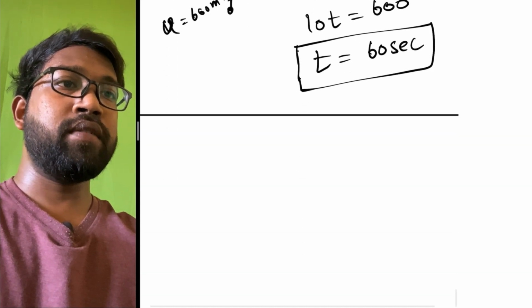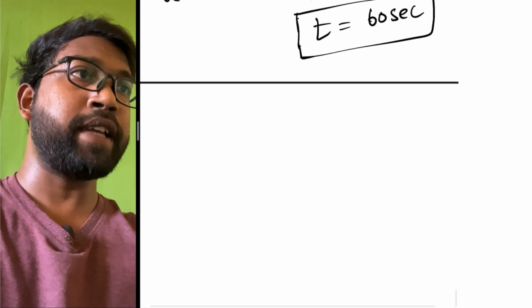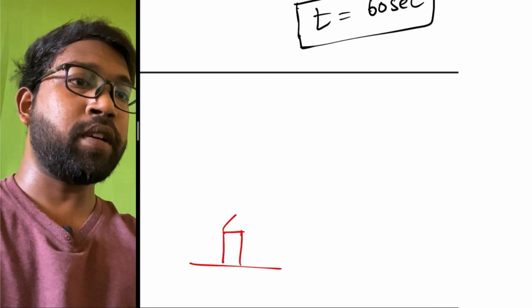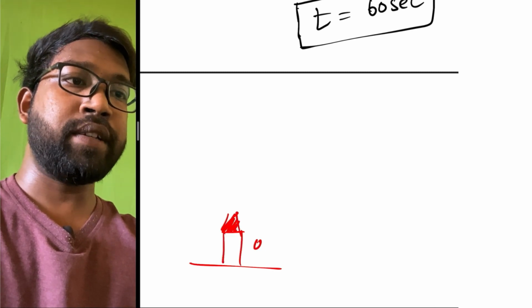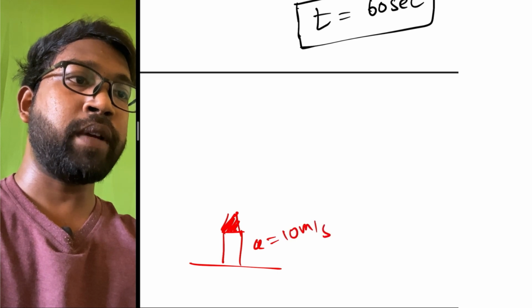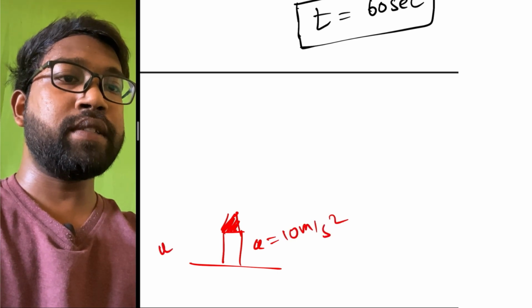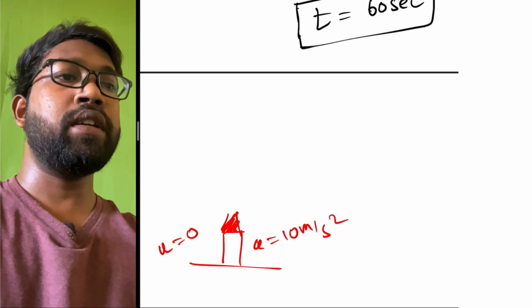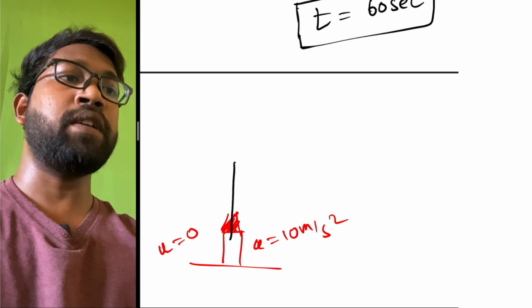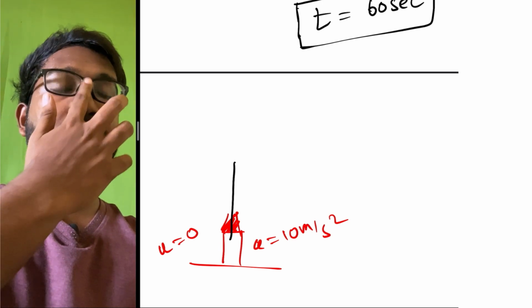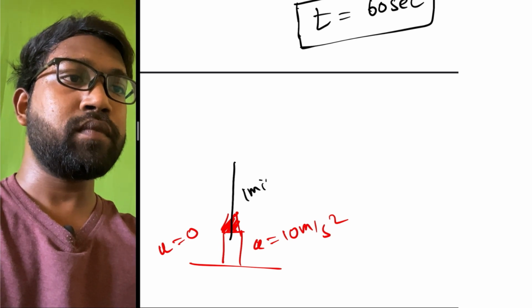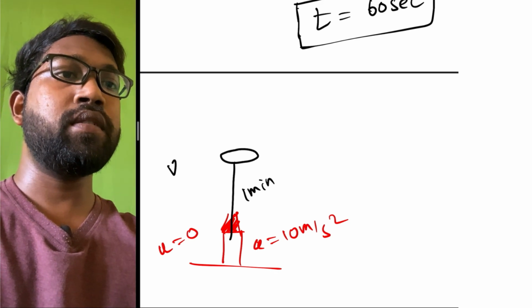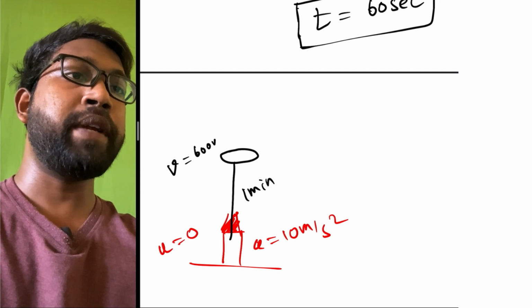I hope you understand. Let me summarize this question once again. We just launch a rocket from the ground with some initial acceleration, which is 10 meter per second square, from rest, so the initial velocity is 0. The rocket goes up with some resultant acceleration. The fuel only lasts for 1 minute, which is 60 seconds. After that we found the velocity is 600 meter per second.